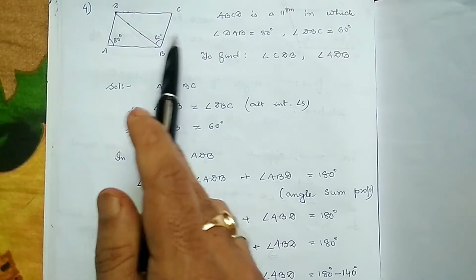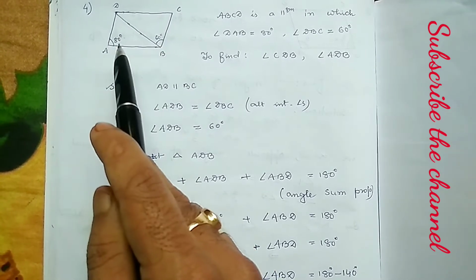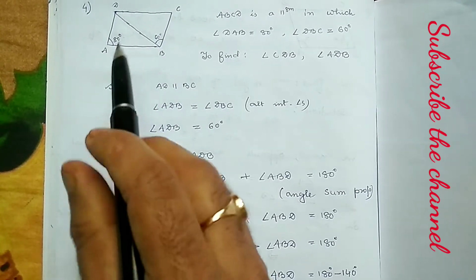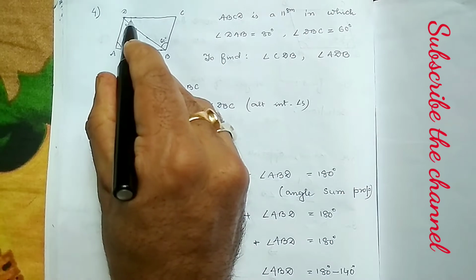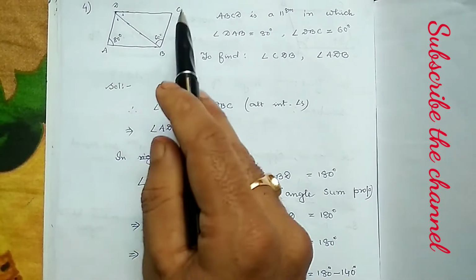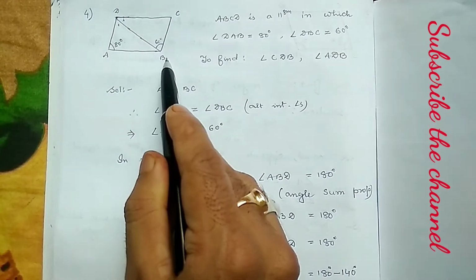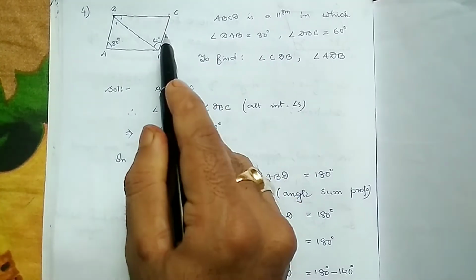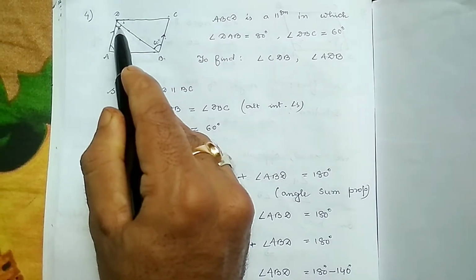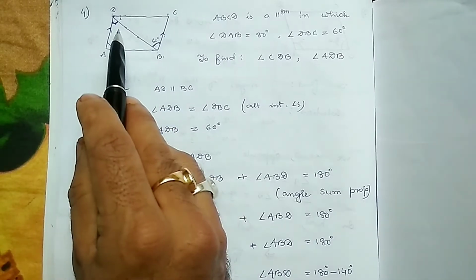In figure ABCD, it is given that this is a parallelogram. This angle is 60 and this angle is 80. We are to find angle CDB and angle ADB. That means these two angles we have to calculate. Now, since AD is parallel to BC, these two sides are parallel because it is a parallelogram. So angle ADB will be equal to DBC because this line and this line are parallel. So obviously, if this is 60, this also will be 60. These angles are called alternate interior angles.